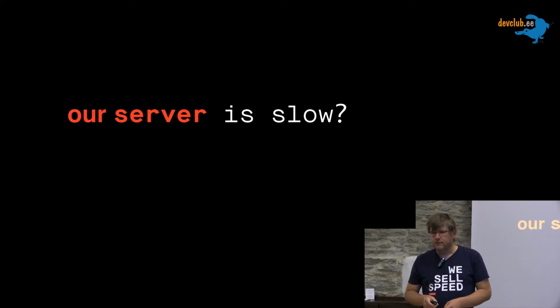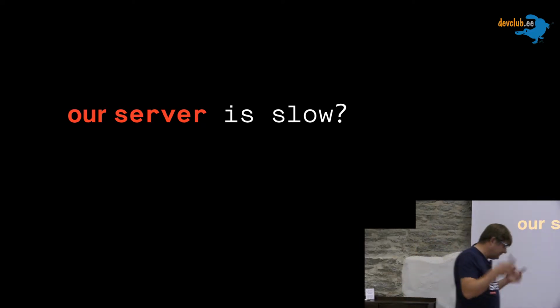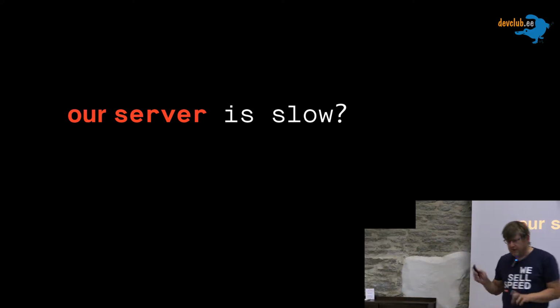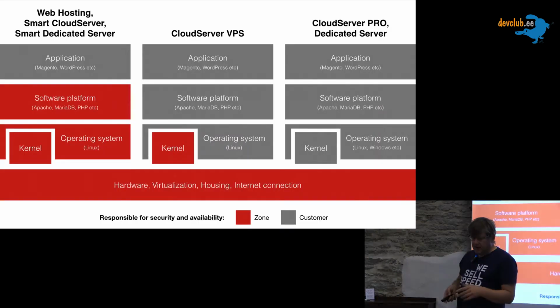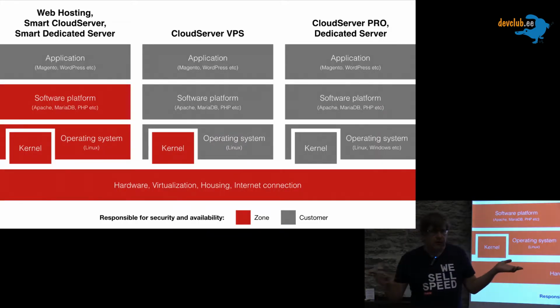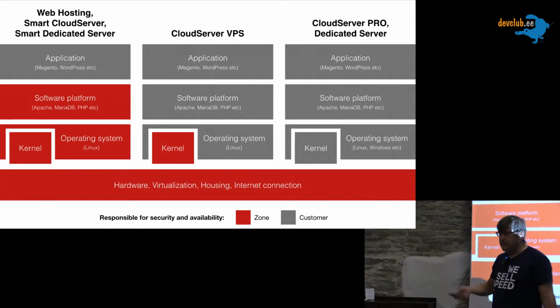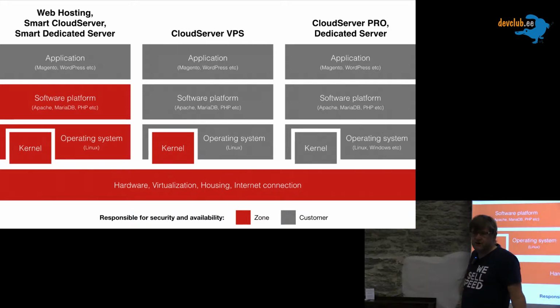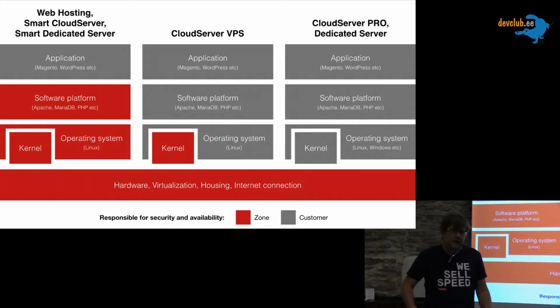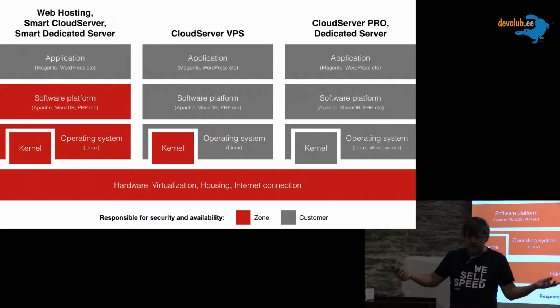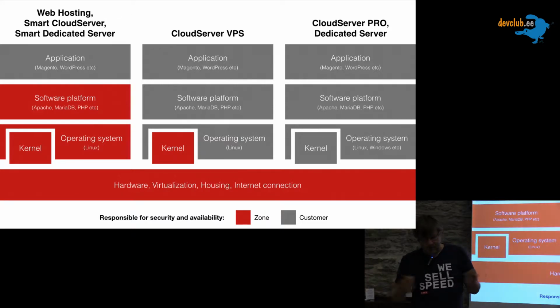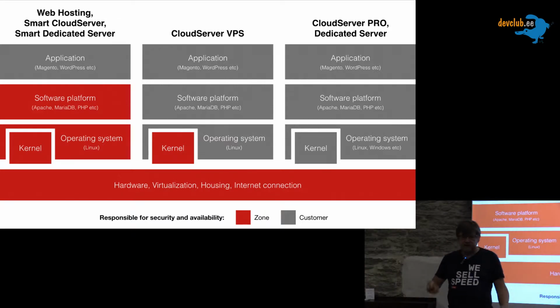Our server is slow. Okay, I need to explain a couple of things before we get to the apps part first. You probably know how an application stack is running on a web server. There is somewhere below, virtualization or physical hardware, there is the kernel operating system, there is some software platform with LAMP stack or whatever, and then on top of that is the application.